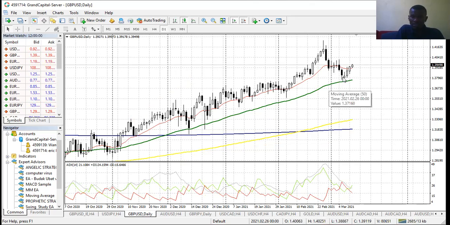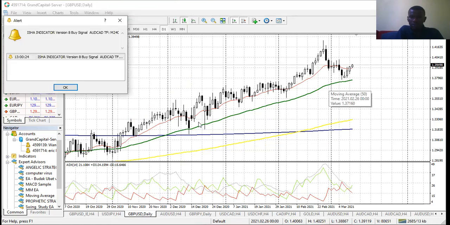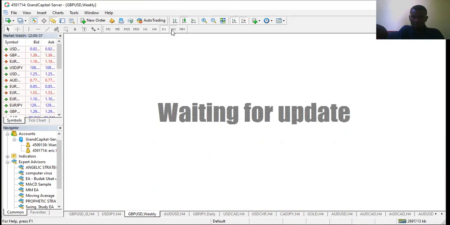Once price retested the 50 EMA, it rejected price upwards. That's how you could have gotten a new buy entry from this point. Now we are still going up. Another thing, you can decide to use the 1,000 EMA to show you where we have the main resistance zone or even the main support zone. That's how you apply the 1,000 and the 200.